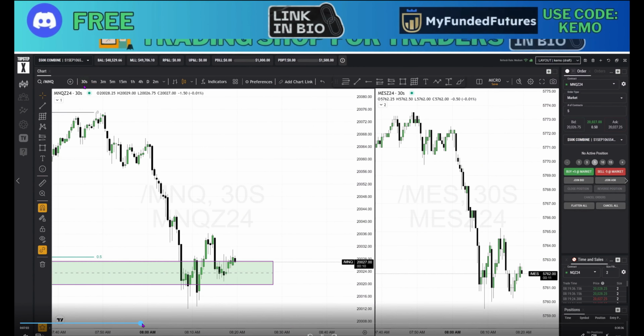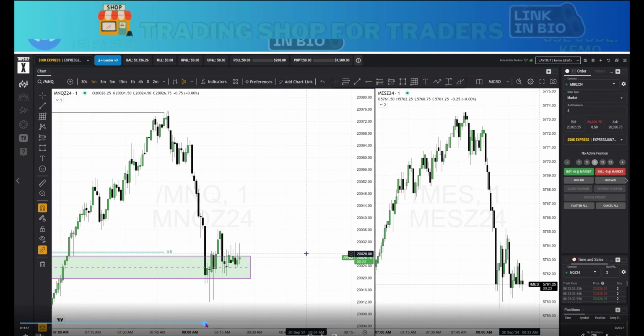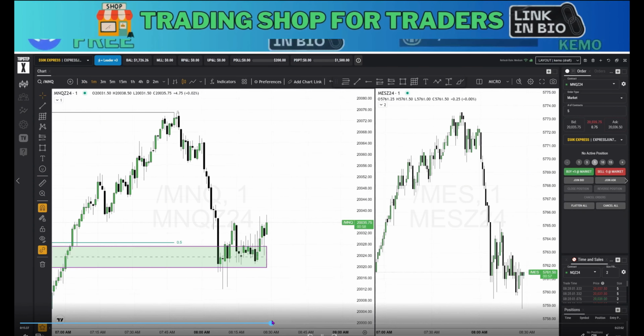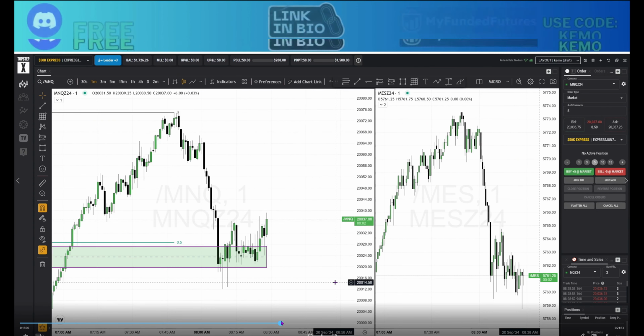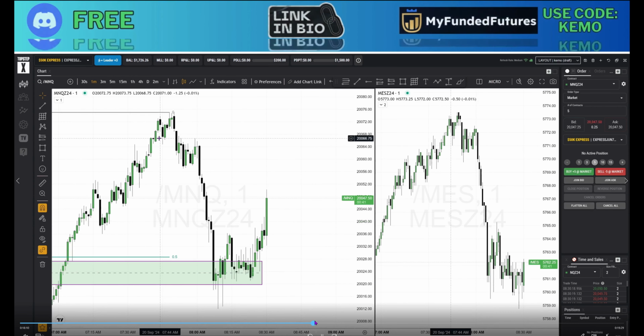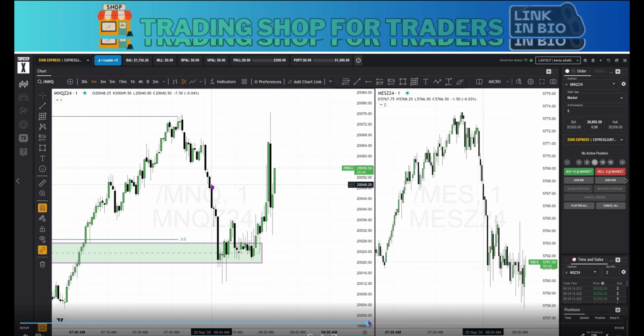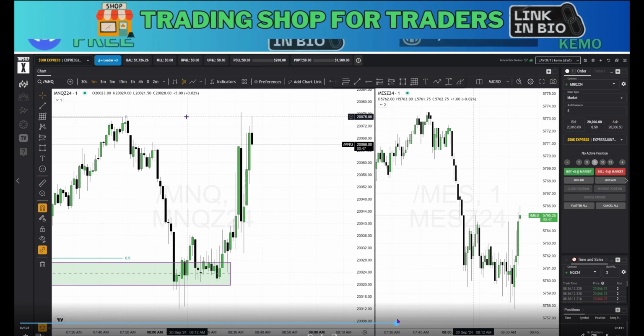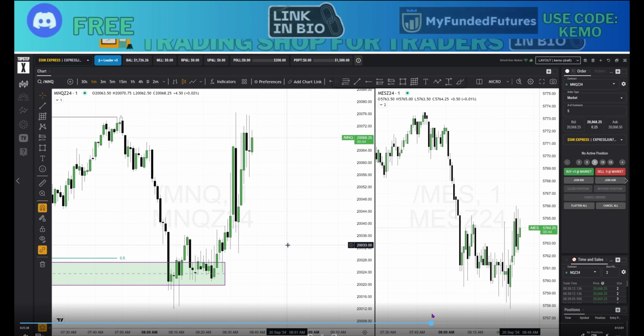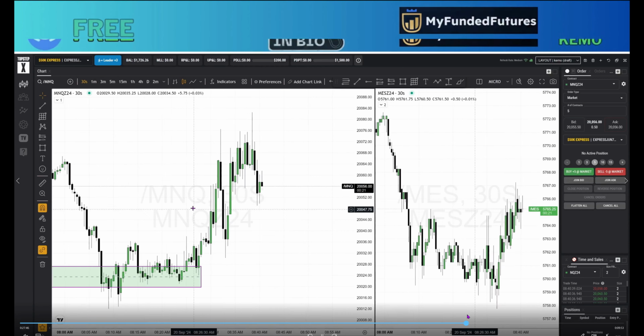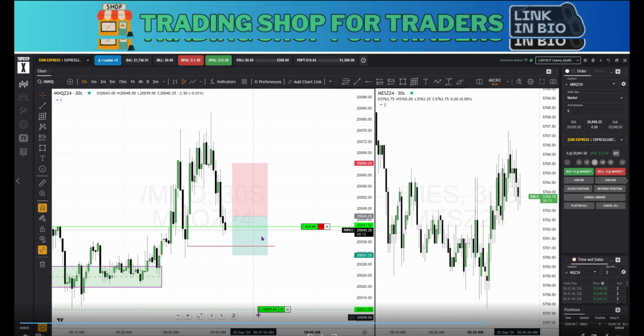So I had this marked, and then I waited. Price was consolidating here, and here's market open. Market open just pumped, straight up pumped, and then dumped here. And I want to fast forward it until where I got the right here.